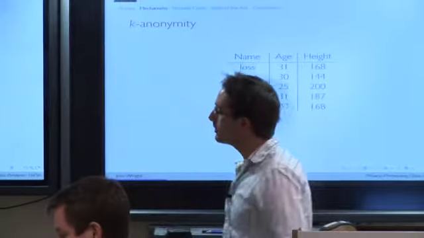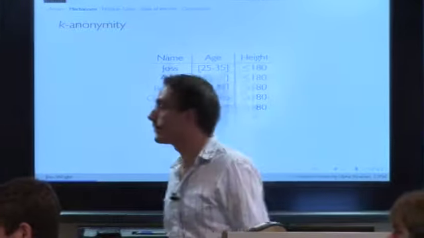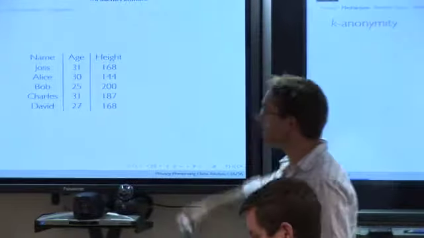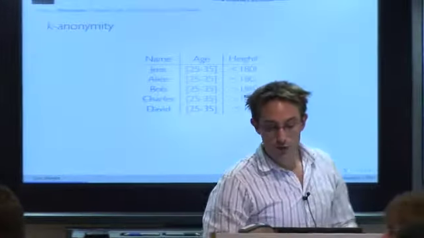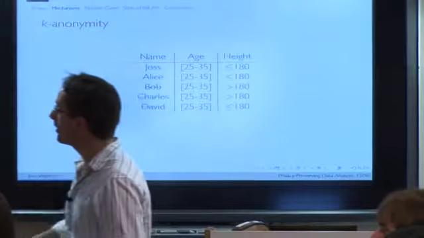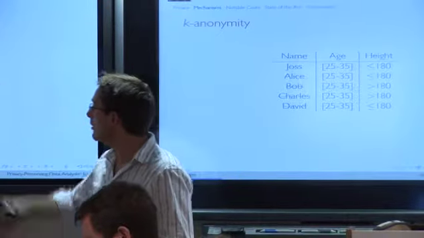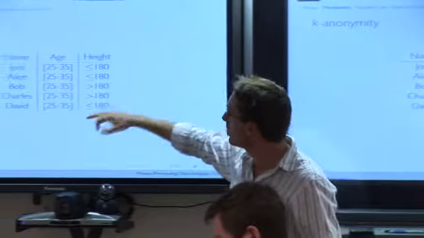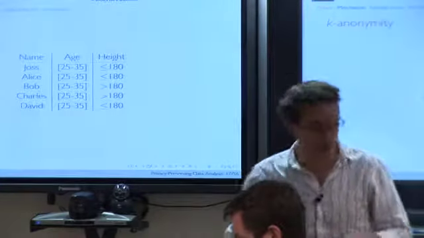So the way that we can do this is we just group values together. So rather than age being given exactly like it is in this database, which allows us to uniquely identify people, we group the values together so that we still have some information about what age they are or what height they are, but we've removed the unique identification here. So what we have here is a k-anonymity of 2, because the smallest group we have here are Bob and Charles, who are both greater than 180 centimetres tall.